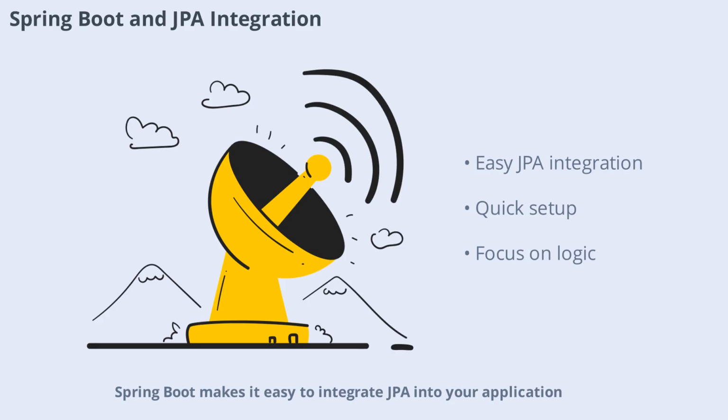Spring Boot makes it easy to integrate JPA into your application. With simple configuration and powerful annotations, you can quickly set up entity relationships, manage data, and expose RESTful APIs. This integration streamlines development and lets you focus on business logic rather than boilerplate code.